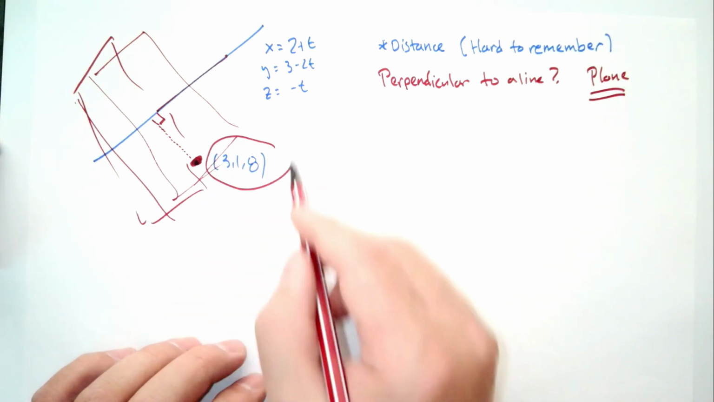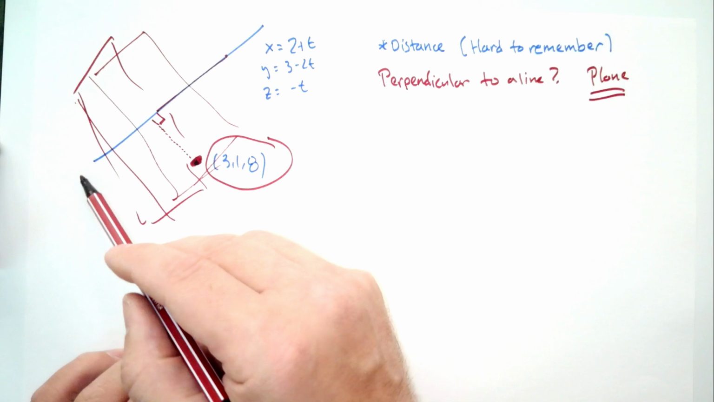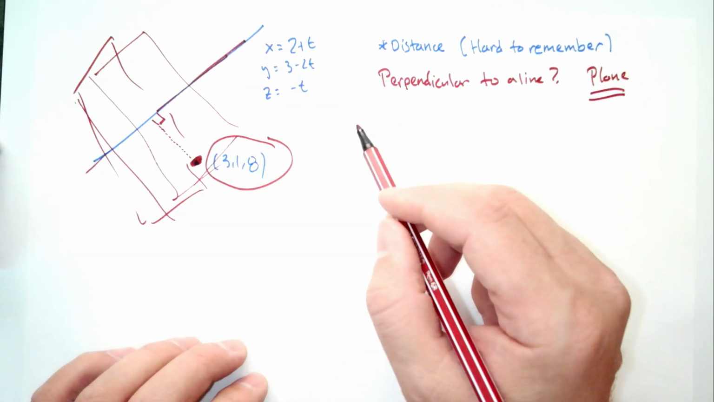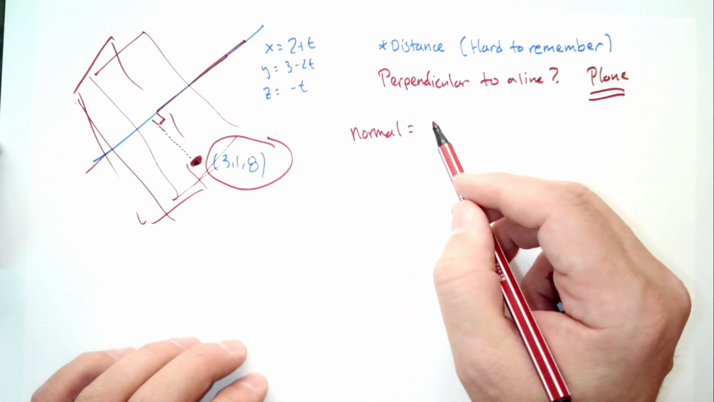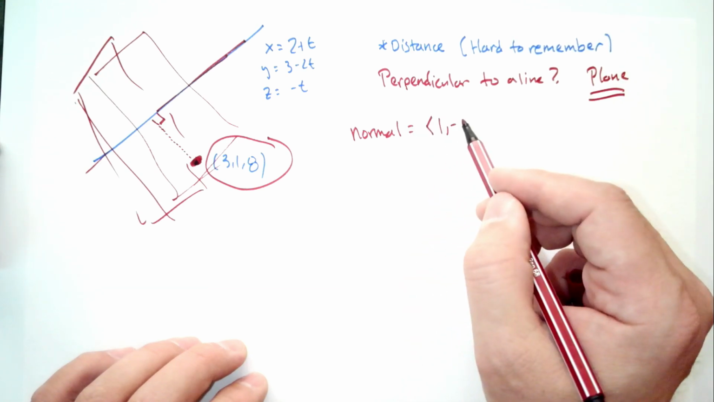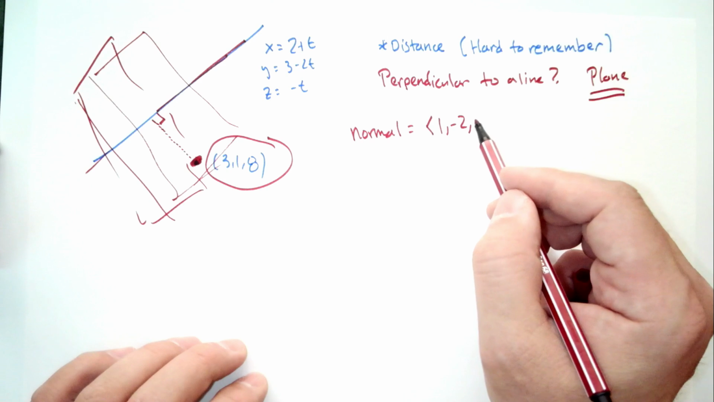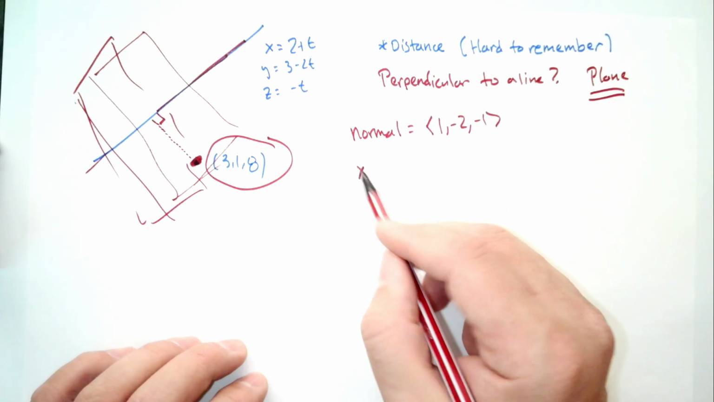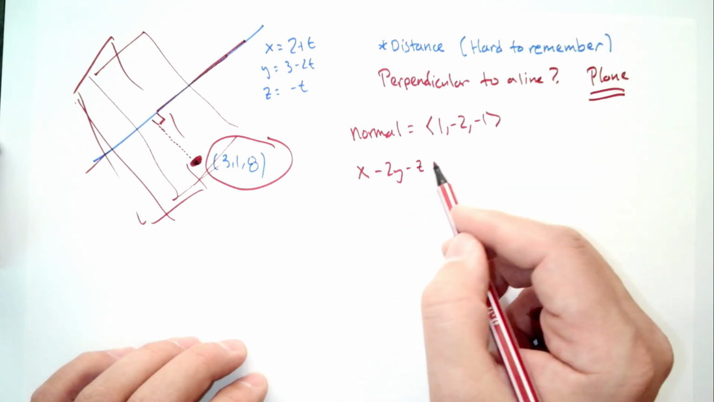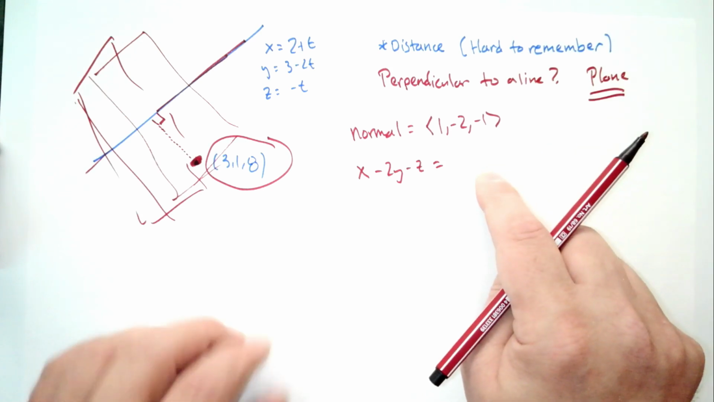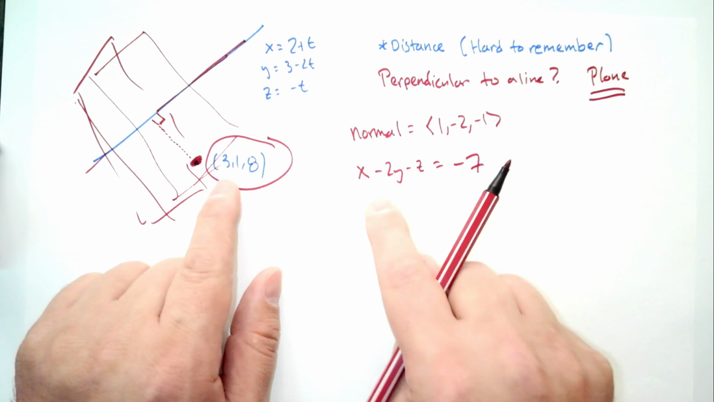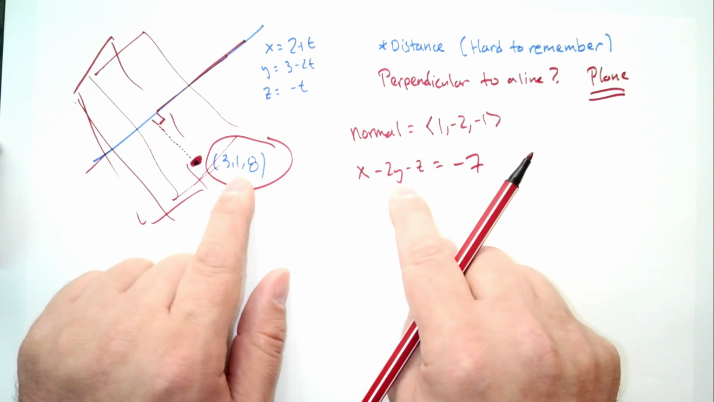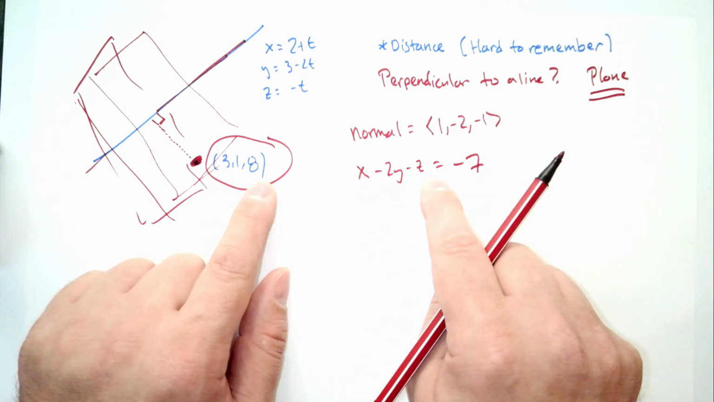A point. And the direction is the direction of the line. So the normal to our plane will be what? 1, -2, -1. So we get our plane, x minus 2y minus z equals something. The something comes from here. It's going to be -7. You plug in 3, 1, and 8.